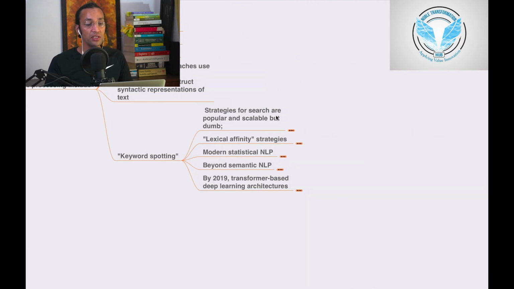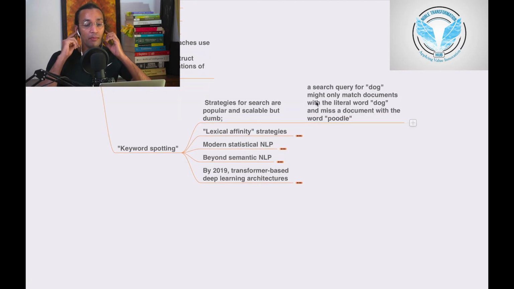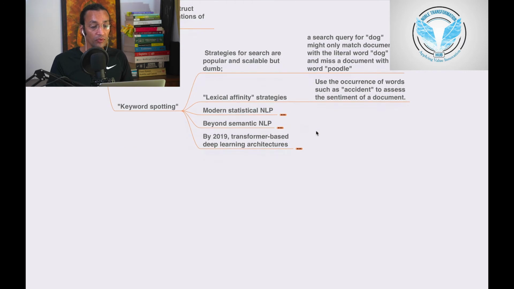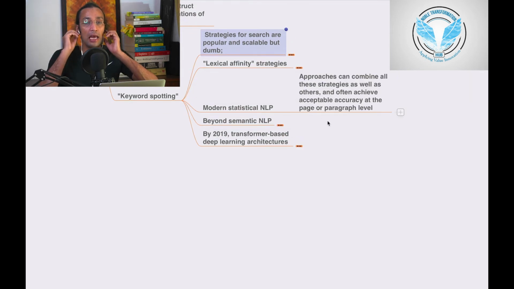Keyword spotting strategies for search are popular and scalable but dumb. A search query for dog might only match documents with the literal word dog. This misses documents with the word poodle. Then the lexical affinity strategy is used, where the occurrence of words such as accident is used to assess the sentiment of a document. Then modern statistical NLP approaches can combine all these strategies as well as others, and often achieve acceptable accuracy at the page or paragraph level.